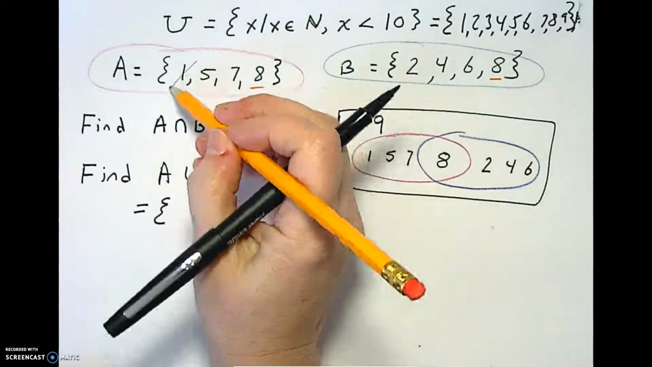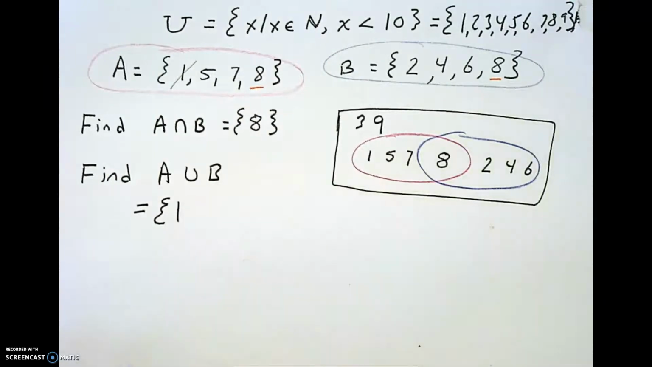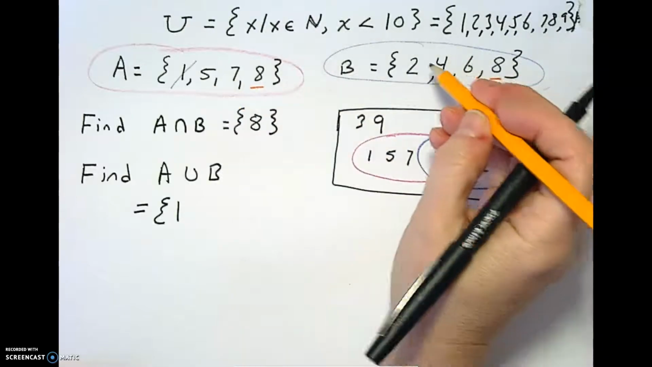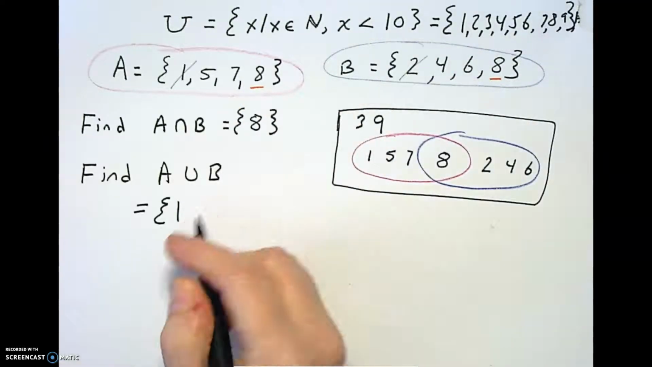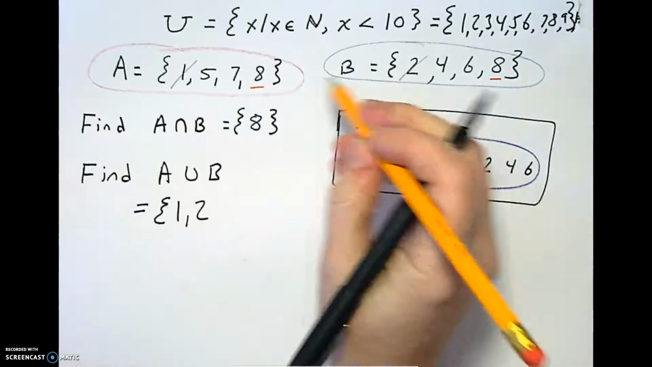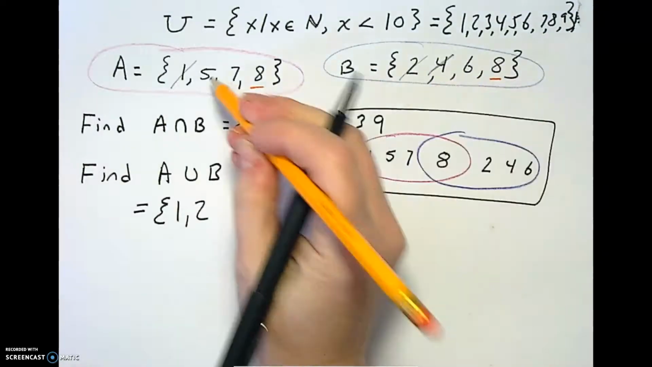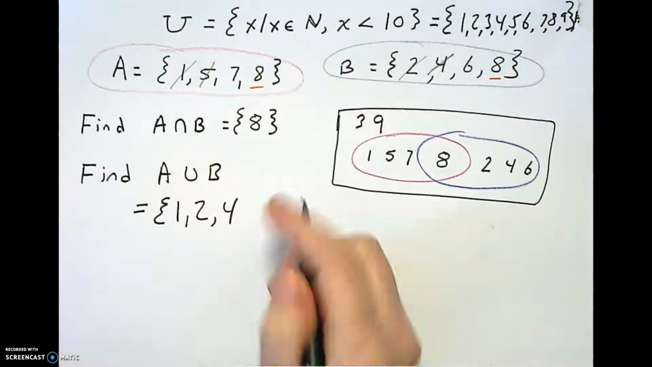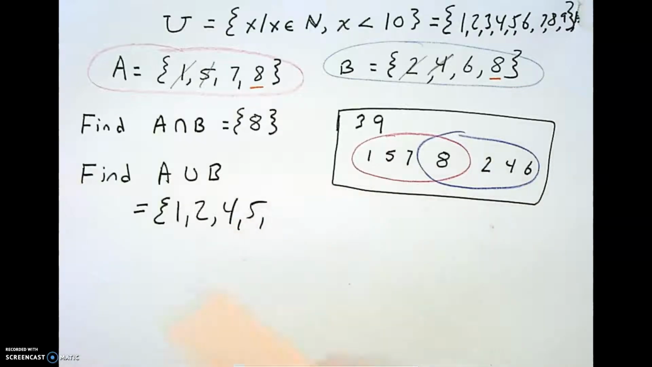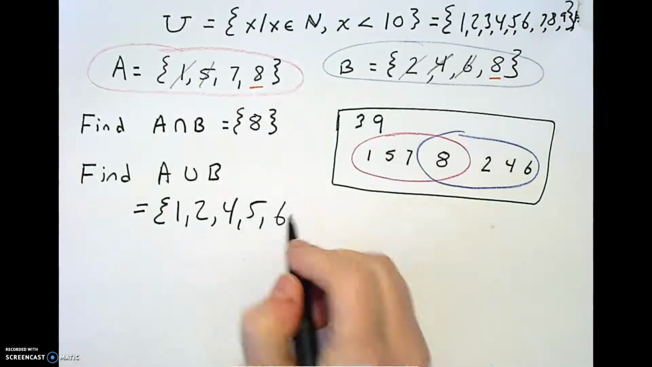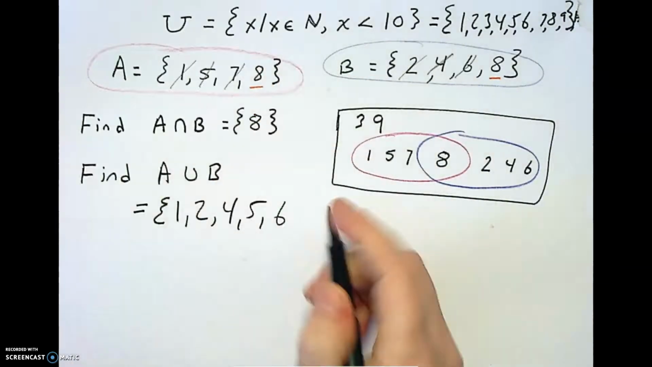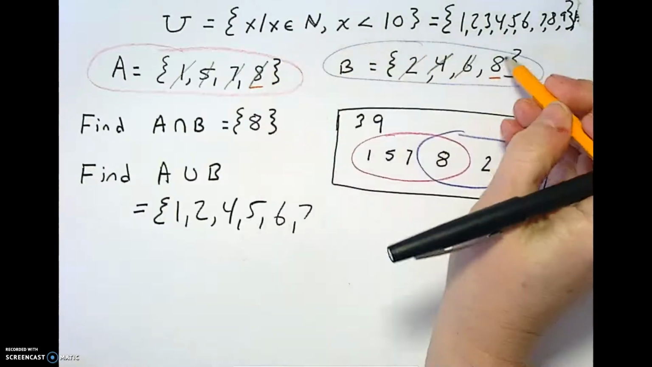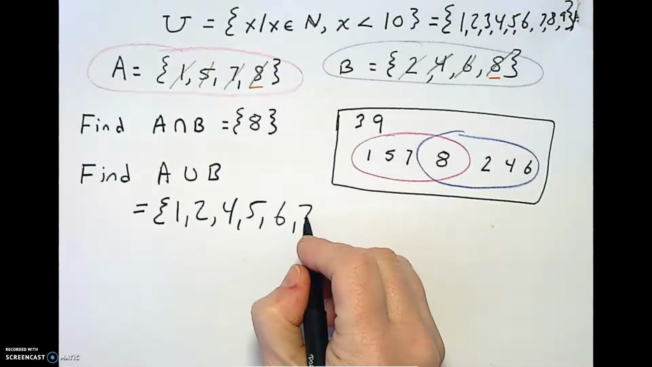I'd be like, 1, got it. I like it in order, so I'm going to go over here. 2, got it. Then the next smaller one is 4, and it's not over there, but it doesn't matter. I got it. And then 5, so I got that guy. And then 6, and then 7, so I've got you. And I only need to write the 8 once. It's in both places, but in the union, it's just one element, so it's just in one place.